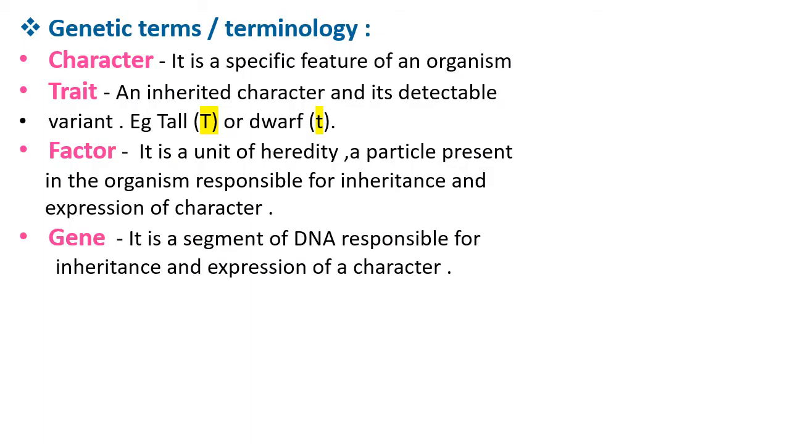Now we will study the genetic terms, also called genetic terminology. The first genetic term is character. Character is defined as a specific feature of an organism. Specific feature means, for example, Mendel selected 7 pairs of contrasting characters. For example, the pea plant shows height having two different variants, tall and dwarf pea plant. So height is one of the characters.